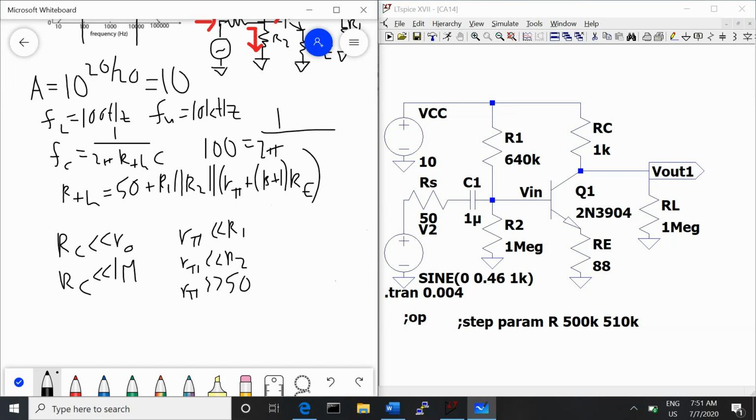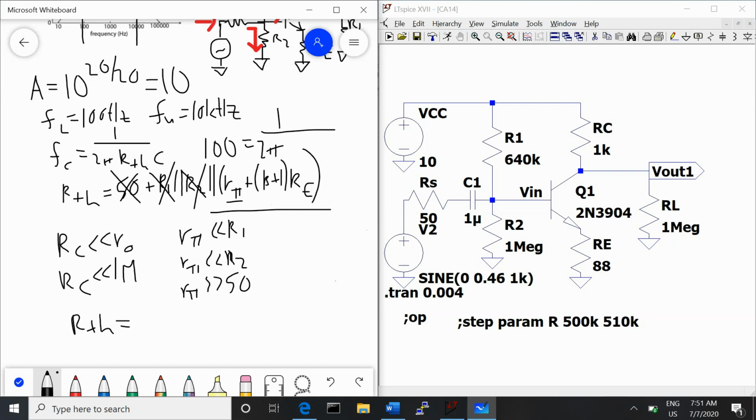Now, because R pi is at least 10 times smaller than R1 and R2, because of the conditions that we set, we can neglect R1 and R2 because this is a parallel combination. Because this is R pi plus some other stuff, which makes it even larger. And then now we have R pi plus 50, and because R pi is much, much larger than 50, and this is a series combination between R pi and 50, we can also neglect 50. So now we can calculate this for R Thevenin.